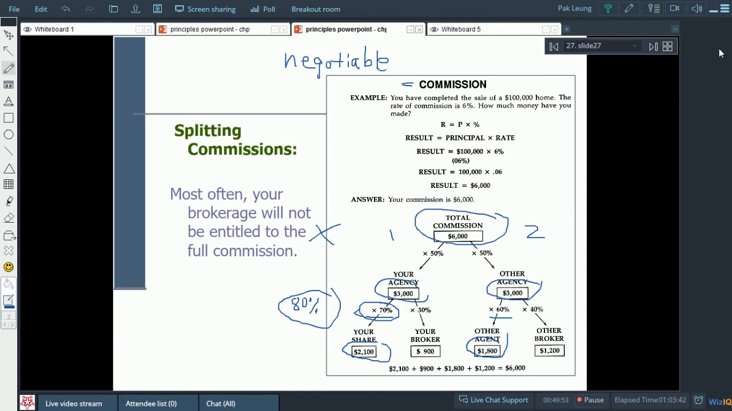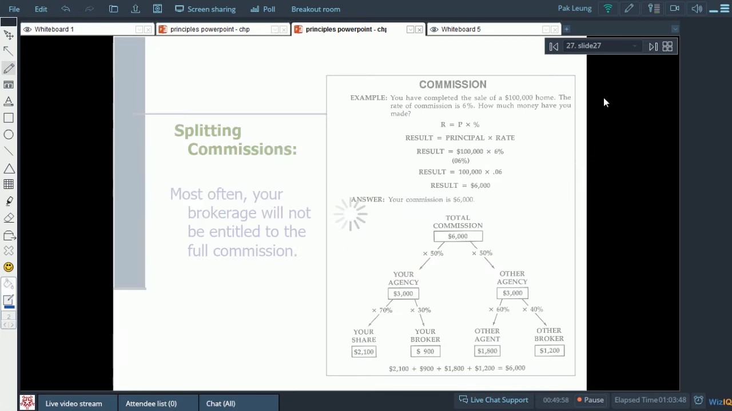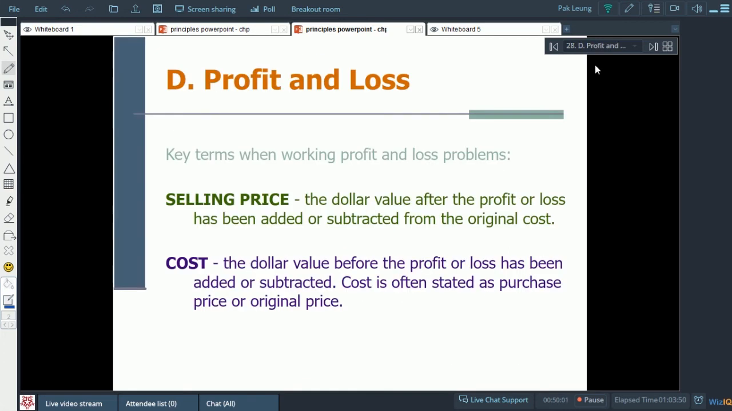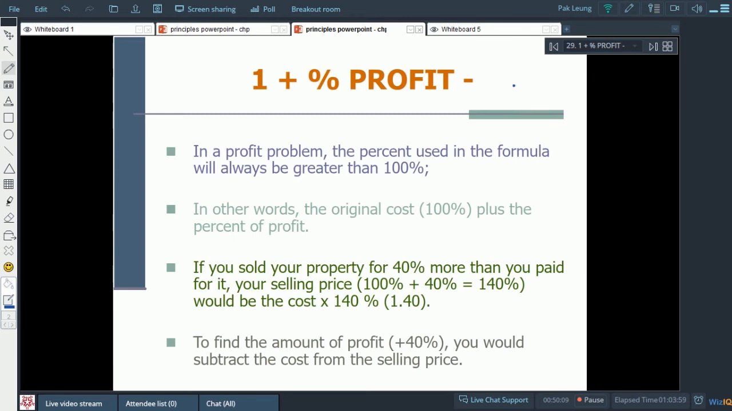Everybody clear on how it's being split, right? What about if I'm the listing agent, also the percentage? You get both. Also 6%, or negotiate the 5. Well, whatever your contract says, right?